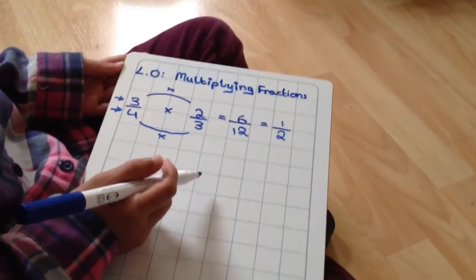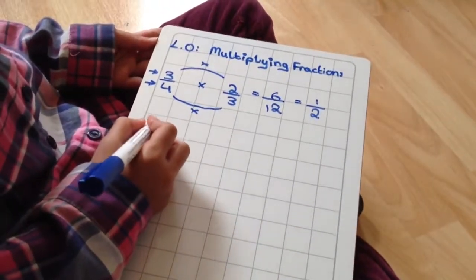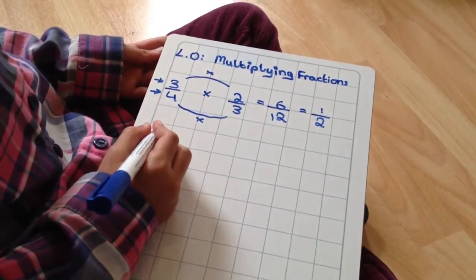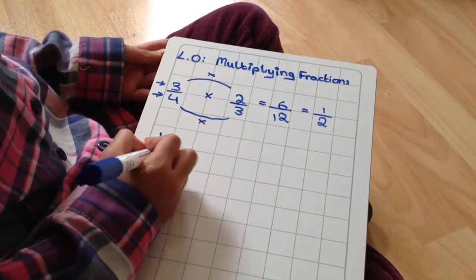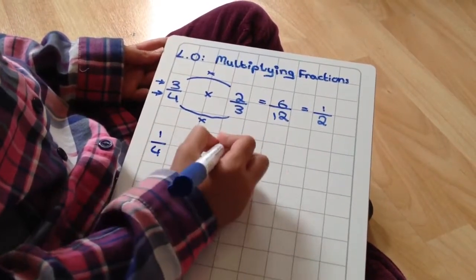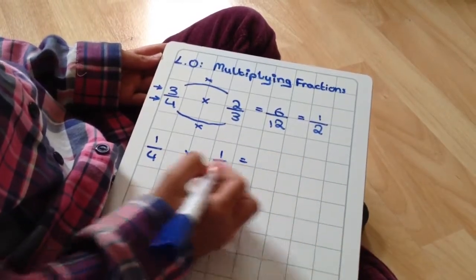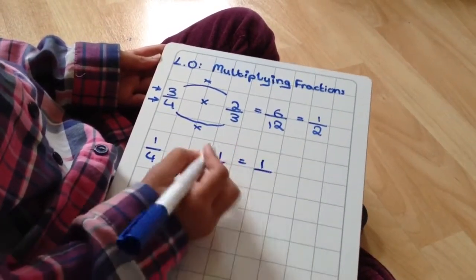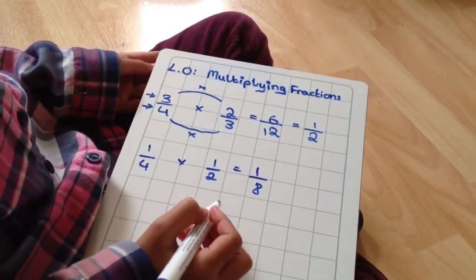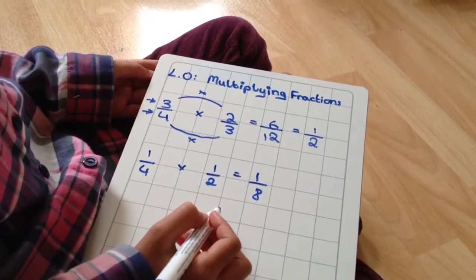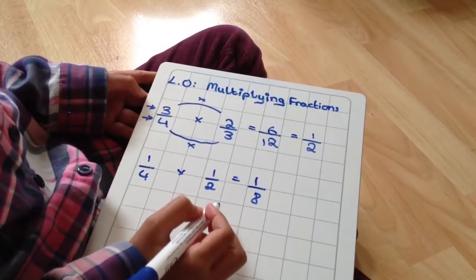Okay, we're going to give you another example using a slightly easier fraction. So let's do 1/4 times 1/2. Okay, so this is much easier. 1 times 1 is 1, and 4 times 2 is 8. And this is the simplest you can get. You can't simplify it any further, so that's the answer. 1/4 of a half, or half of a quarter, is 1/8.